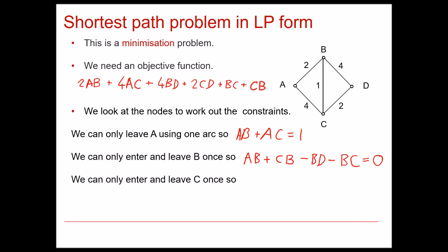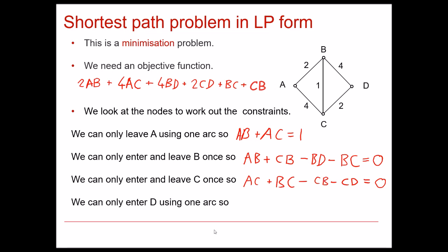So we can do the same sort of thing for node C. So we have the two arcs which are entering C potentially, and then the two which are leaving C there. And again, if we require that total to be 0, it will ensure that if we enter C, we will also leave C. And finally, turning our attention to node D, again, we can only arrive at D via one of these two arcs. So if I add the variables corresponding to those two together, so that's BD plus CD, that will have to equal 1.